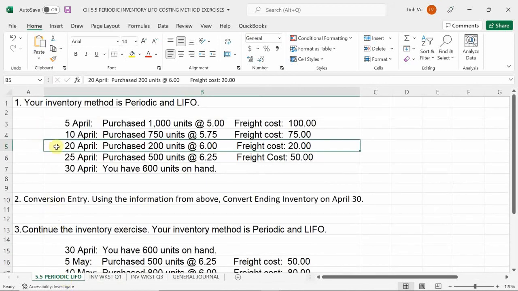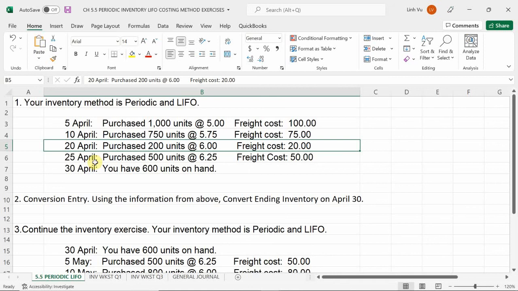Okay? April 10 rolls around. They purchase 750 units at $5.75 with a freight cost of 75. Okay? Once you get the hang of this, what you can do is you can plug your numbers into your inventory worksheet. But what I normally find that a lot of students do is once they plug into the inventory worksheet, they forget to journalize it.